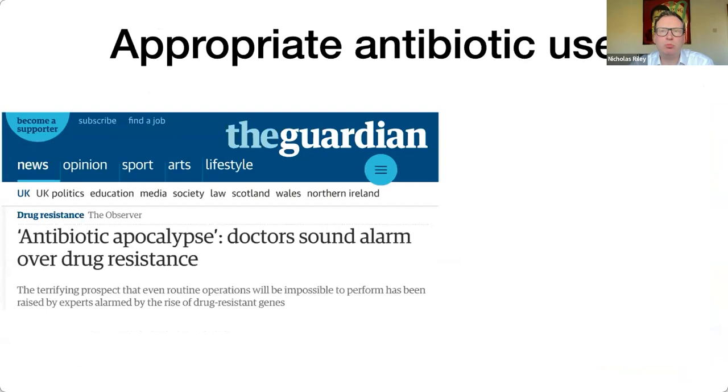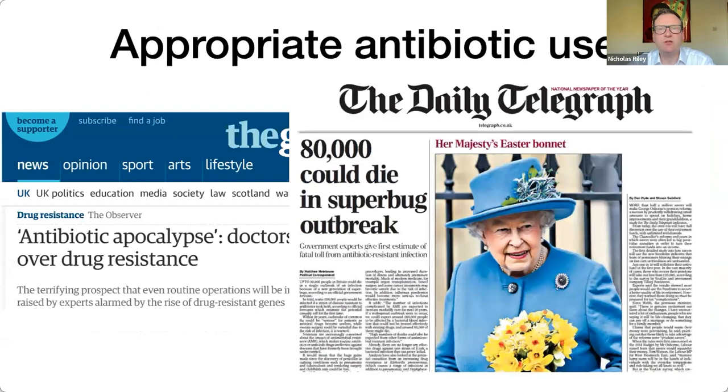Appropriate antibiotic use is becoming more important. We're seeing more drug resistance and we're seeing more of these superbugs occur. So it's important that we as surgeons take on board the fact that we have experts who understand antibiotics much better than we do, and we should use their expertise.